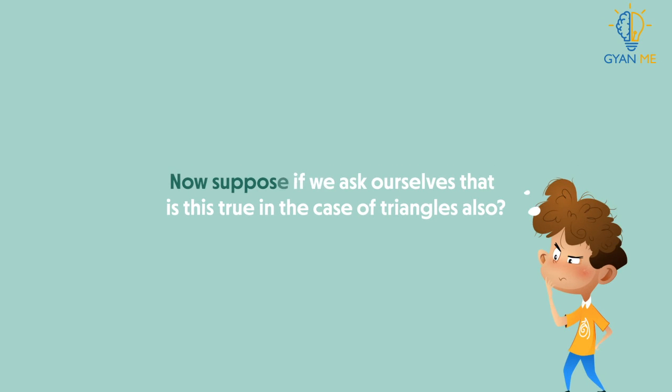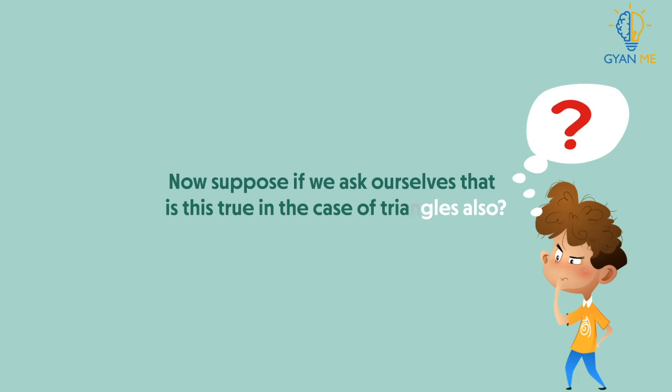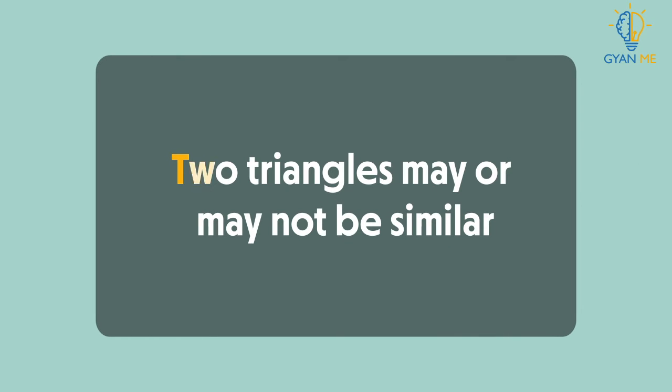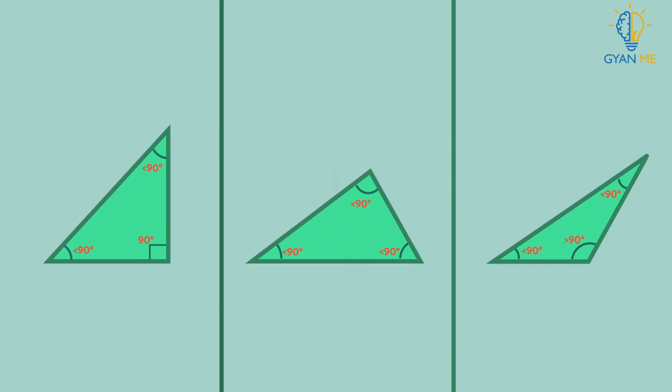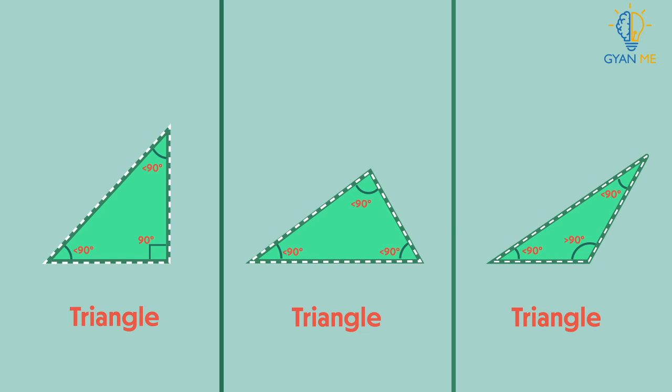Now, suppose we ask ourselves, is this true in the case of triangles also? Yes, this is true as well. Two triangles may or may not be similar. Let us understand why this is so. For that, observe these triangles. Are they of the same shape? No, students. Even though they all are triangles, they don't have the same shape.